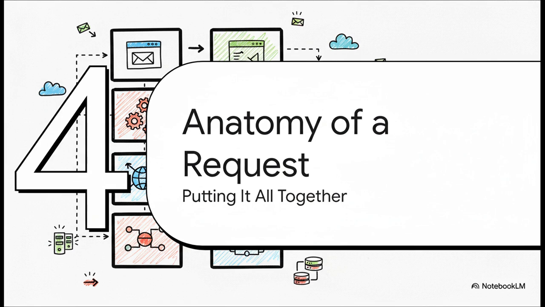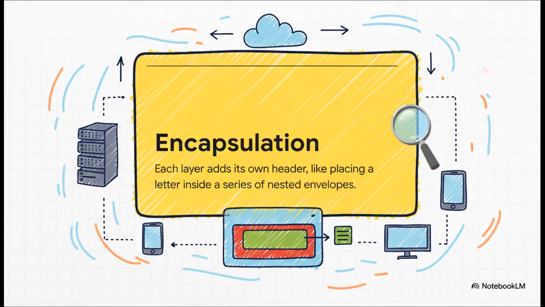Okay, we've looked at all the individual layers. Now let's put it all together and see how they work in perfect harmony. We'll trace the anatomy of a simple web request from start to finish. But before we do that, we need to understand one more crucial concept: encapsulation. It sounds complicated, but the idea is simple. Think of it like Russian nesting dolls or a series of nested envelopes. As your data travels down the stack, each layer wraps the data it receives from the layer above inside its own envelope with its own header information. So your HTTP request gets put inside a TCP segment, which then gets put inside an IP packet, which finally gets put inside an Ethernet frame. Each layer adds its own address and instructions.